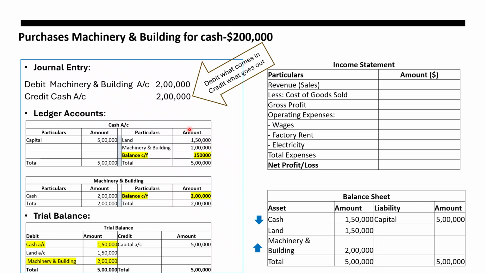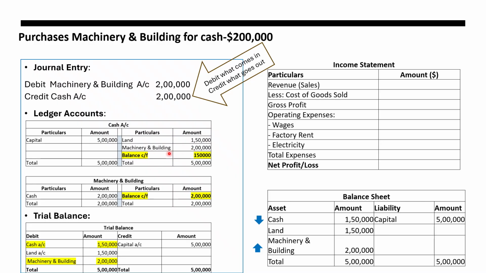And next we post this to the ledger account. So now we have a new ledger account, which is machinery and building, and we already have the ledger account for cash. In the cash account right now we have 2 other transactions other than this new one. One is for capital, where we received capital, so cash was debited, and then we paid cash for purchasing land, so cash went out, so we credited cash. Now we are again paying cash for purchasing the machinery and building, so we are crediting.